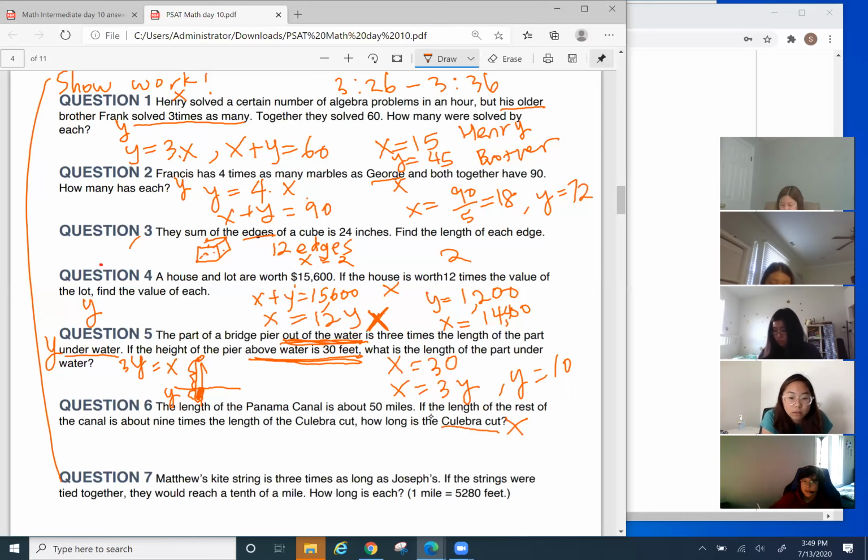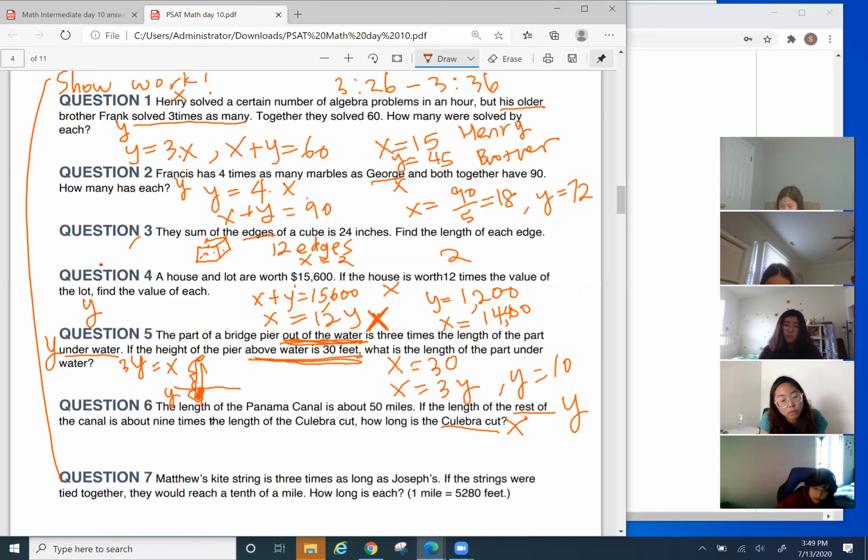And then since the canal is 50, I made the rest 9x because it says the rest of the canal is about 9 times the length of the cut. That equals y. Yeah. Okay. And if you put that together, that equals 10x equals 50 miles.